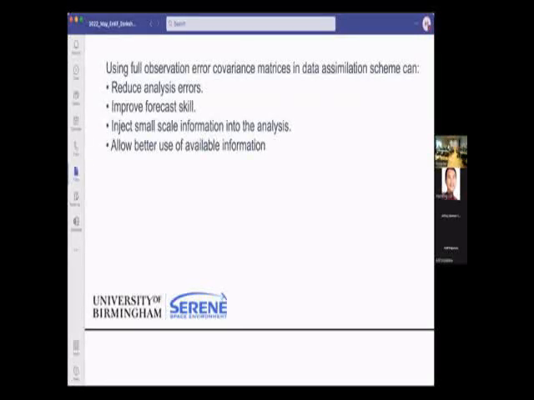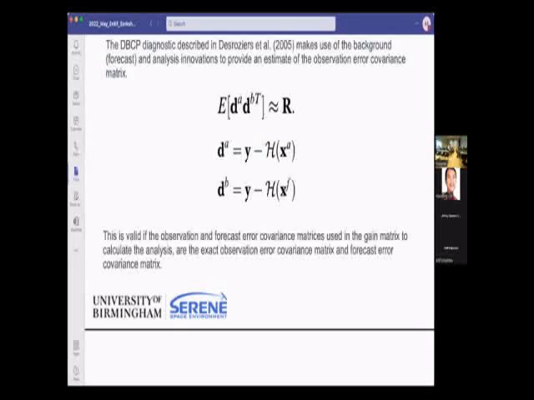Doing this, we can reduce the analysis error. We can improve forecast skill. We can inject small scale information into the analysis as well. And we can allow better use of available information. So the method that we use is called the DBCP diagnostic, which is described by Desroziers in 2005.